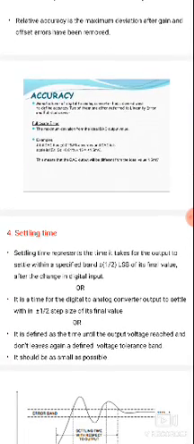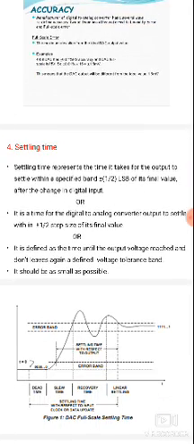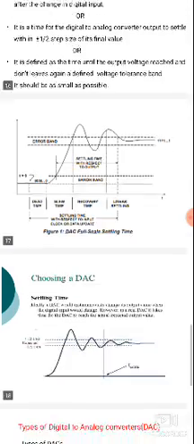Settling time: the time taken to settle the output with changes in the digital input. The output settles within a specified band of plus or minus 1 by 2 of the least significant bit of its final value after the change in digital input.